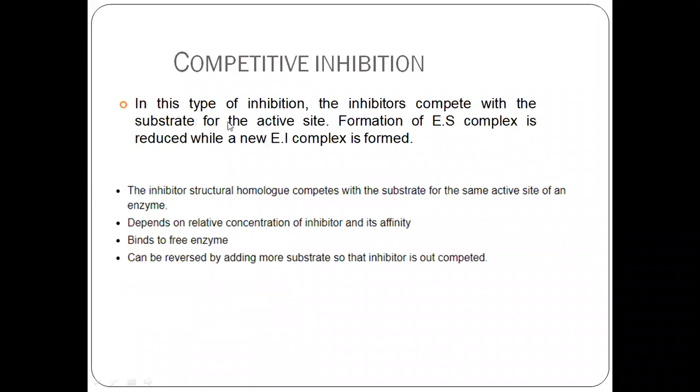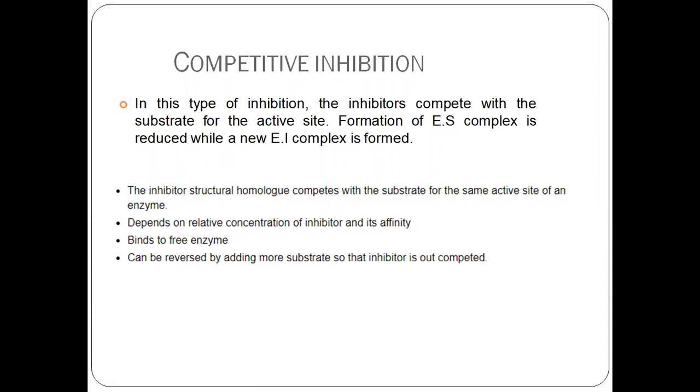Competitive inhibition means in this type of inhibition, the inhibitors compete with the substrate for the active site here. So if the substrate comes first and sits at the active site, then that enzyme becomes active. Or if the inhibitor comes first and sits at the enzyme's active site, it blocks the substrate from sitting there because it has come first and sat there. In this way, the substrate is prohibited from binding at the active site, thereby the enzyme activity is lost. So competitive inhibition means both the substrate and inhibitor have the same structure. They compete for the same active site.